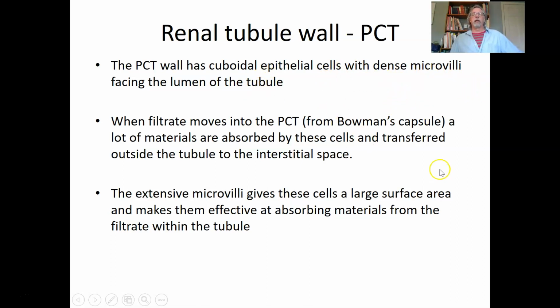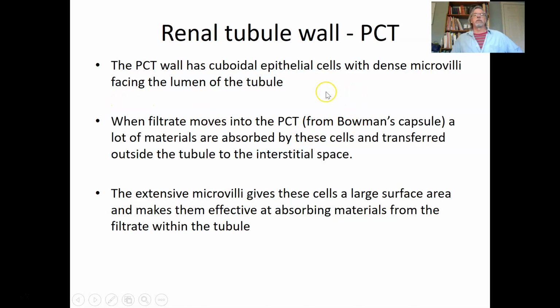So these microvilli are facing the lumen, and whenever you see a cell with microvilli, you should automatically know that this cell is involved in absorption. Microvilli increase the surface area of the cell and make it very good at absorption. And that's what the cells lining the wall of the PCT do. The filtrate that passes out of the blood into the capsular space in the Bowman's capsule is going to go into the PCT.